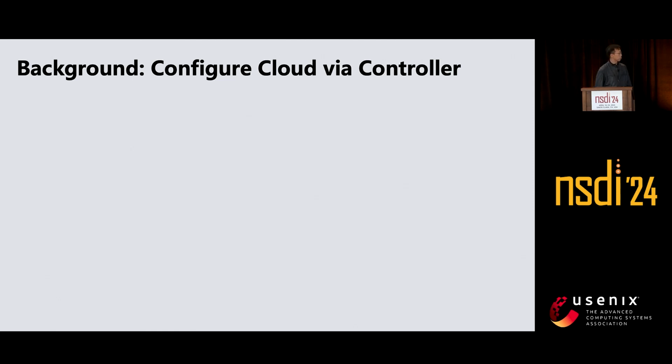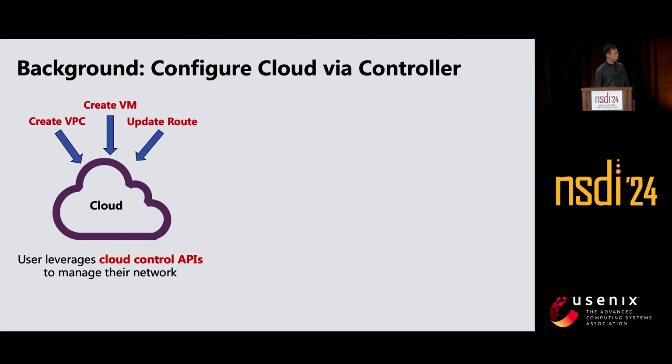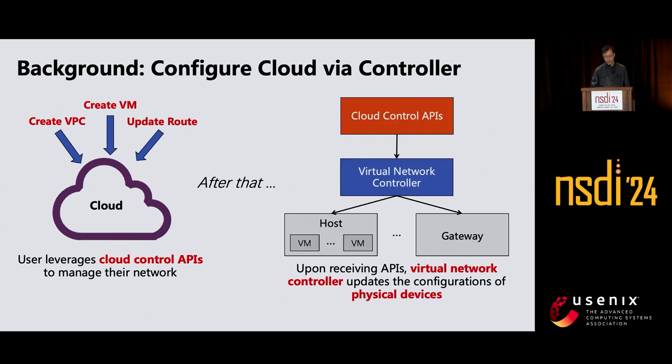How do people configure the cloud through a controller? Actually, the users will leverage all kinds of cloud control APIs. For example, create VPC, create VM, create a route, and create a load balancer. But what happens behind that is there is a virtual network controller that takes all these APIs and processes them and makes all kinds of installations on different devices, such as our virtual host, virtual gateway, and even physical devices.